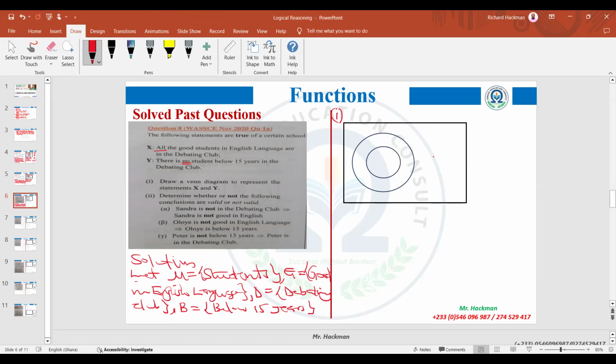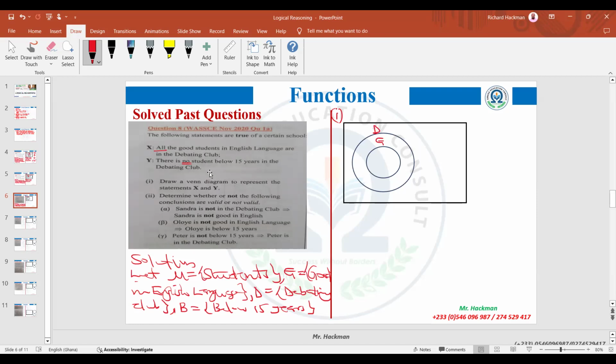So we have all good students in English, represented by Jane. So all Jane must be in D, the debating club. So D will be here. All correct? Let me write my Jane well. Yes, very good. Please respond quickly. Then the next, so we are left with one more set.